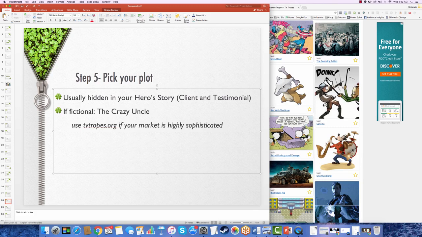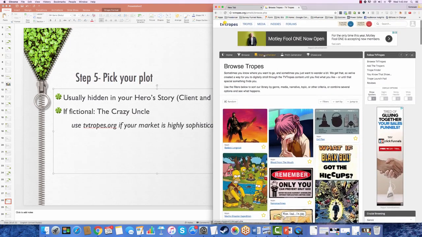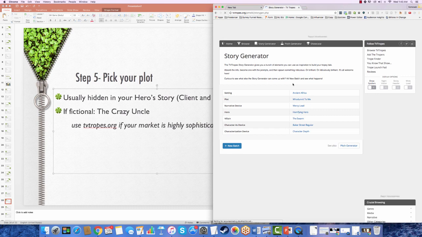Also, if your market is highly sophisticated, like a financial market or a health market for a lot of big offers, supplements, things like that, then use TV tropes over here and just make something up if you're making up a fictional story, because it has a story generator for you. Let's use an example here.